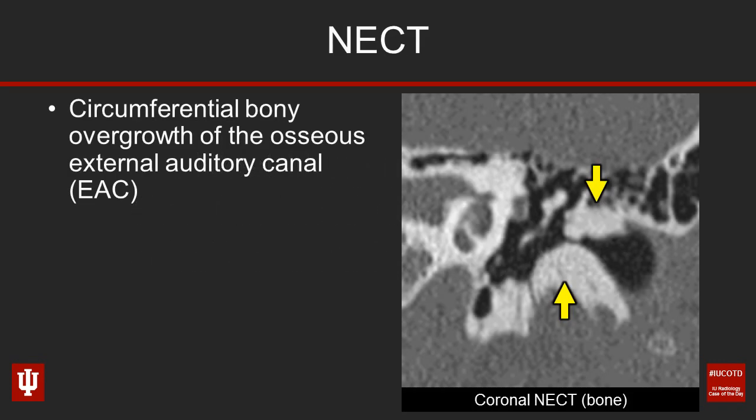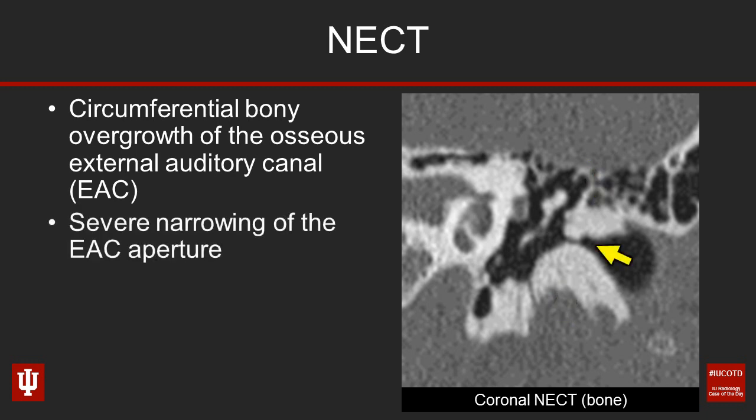Okay, so let's take a look at the imaging. Again, we have a non-contrast CT in the coronal plane. I'm just showing you one of the sides. The findings were bilateral, so you can apply whatever you saw in this image to the other image. What we have is circumferential bony overgrowth of the osseous segment of the external auditory canal, denoted here by these yellow arrows. And where this yellow arrow is pointing, you can see really severe narrowing of the external auditory canal aperture. It's been encroached upon by that productive bone change.